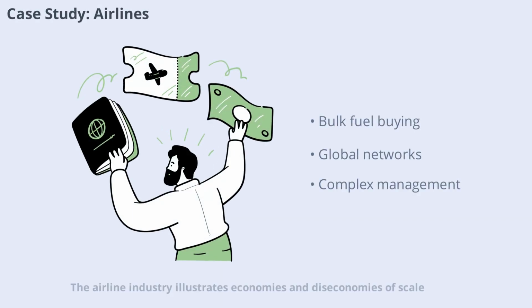The airline industry illustrates economies and diseconomies of scale. Large airlines benefit from bulk fuel purchases and global networks, but can also suffer from complex management and high fixed costs. Striking the right balance is key to profitability.